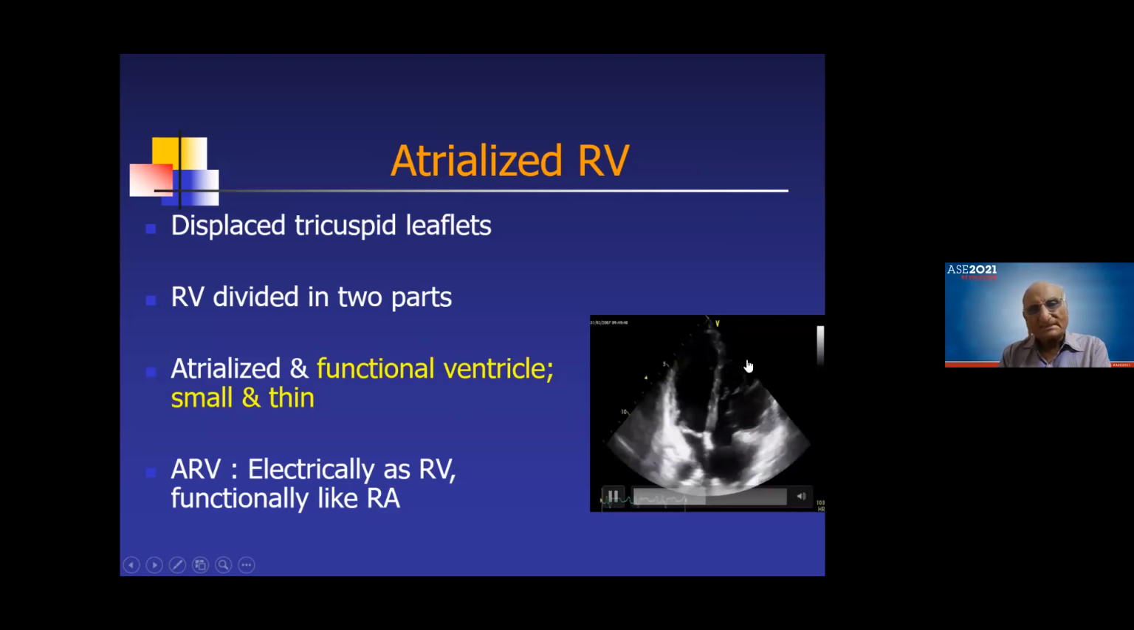Atrialized right ventricle, because this is like an atrium, because it is situated between the tricuspid leaflets and the annulus. So it is because of the displaced tricuspid leaflets that this RV becomes divided into two parts, a normal RV and an atrialized right ventricle. I'll show you again.